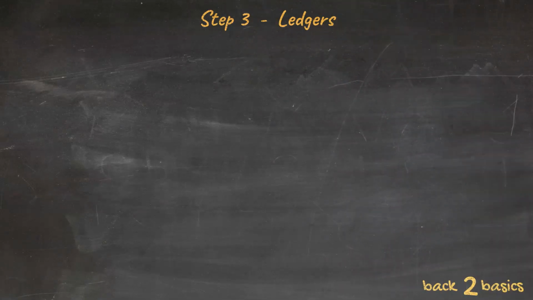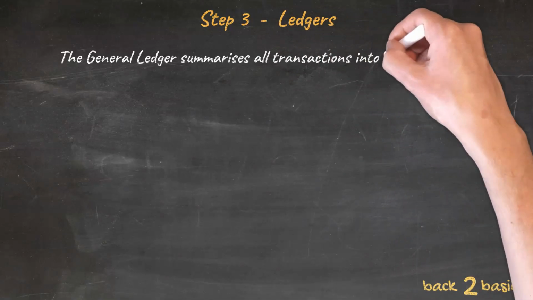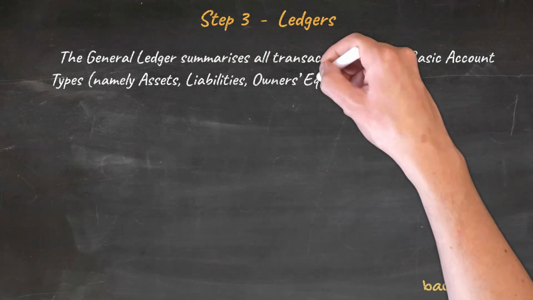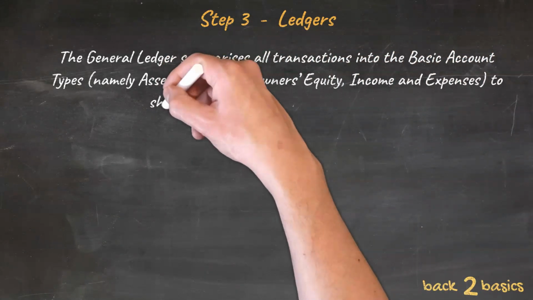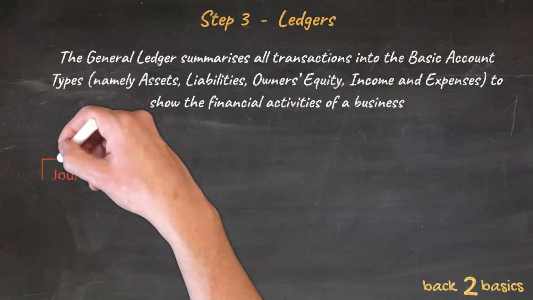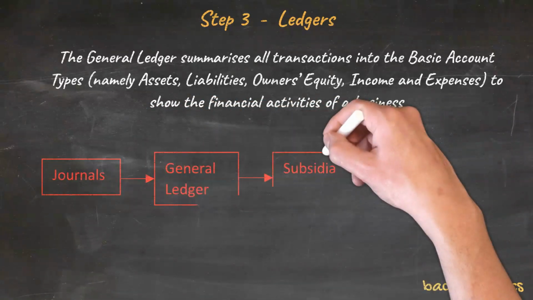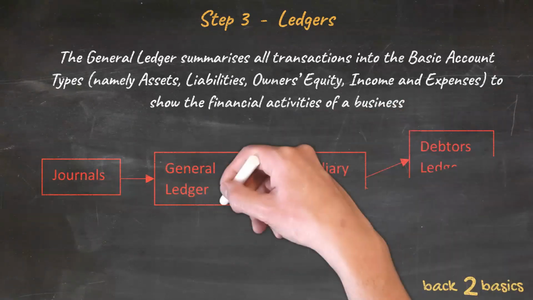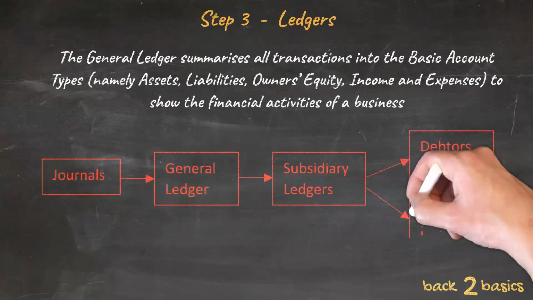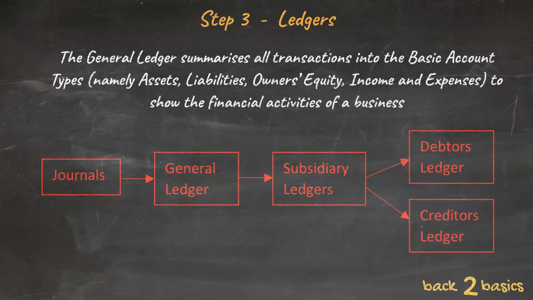Step 3, ledgers. The general ledger summarizes all transactions into the basic account types, namely assets, liabilities, owner's equity, income, and expenses, to show the financial activities of the business. The information is posted from the various journals to the general ledger at the end of each month. The debtors ledger and creditors ledger, referred to as subsidiary ledgers, record additional details about the debtors control and the creditors control accounts in the general ledger.